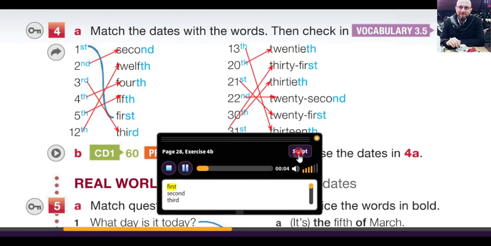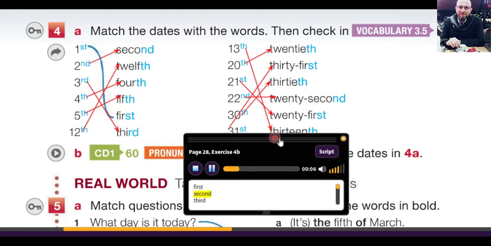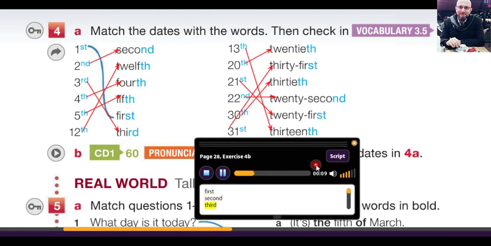First. Second. Third. Fourth. Fifth. Twelfth. Thirteenth. 20th, 21st, 22nd, 30th, 31st.